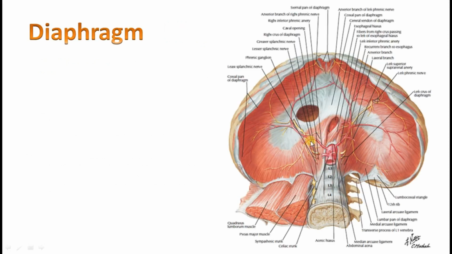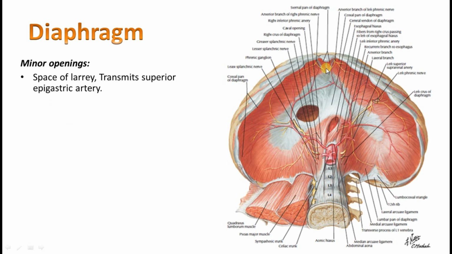Now we will see the many minor openings. Mainly between the sternal fibers, you have a space called the space of Larrey. Superior epigastric vessels pass through this. If the space of Larrey is enlarged, it is called the foramen of Morgagni. The space of Larrey transmits the superior epigastric artery, one of the terminal branches of the internal thoracic artery.